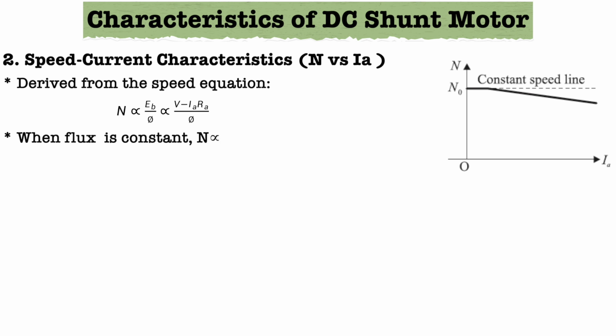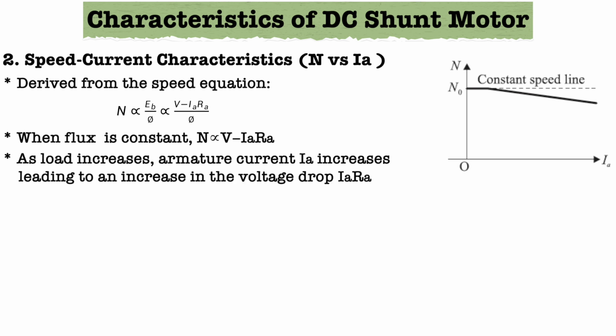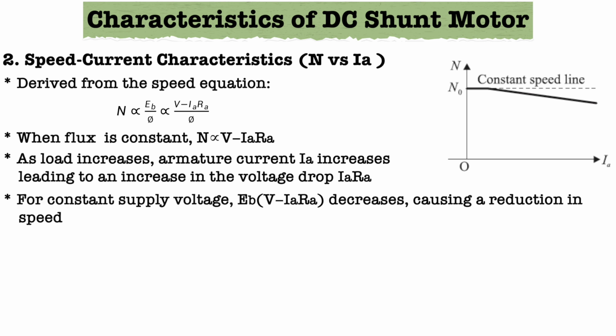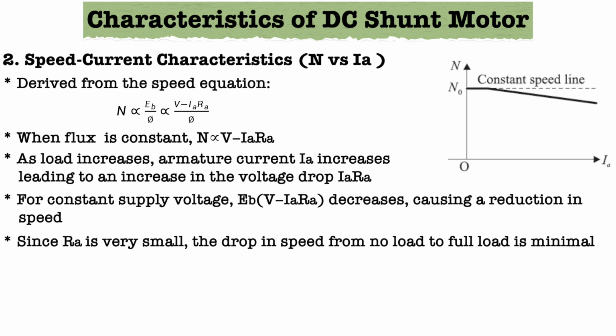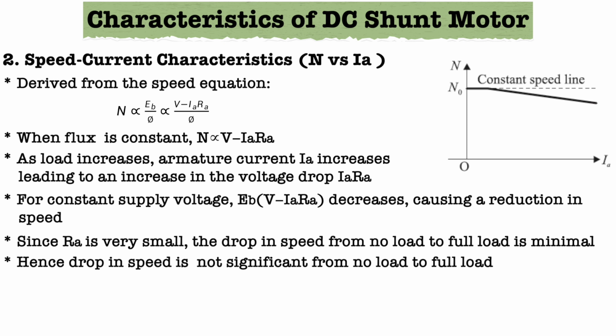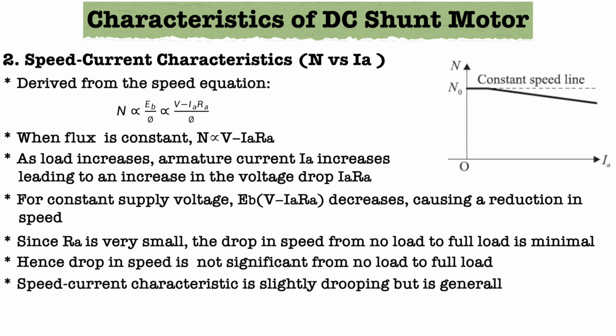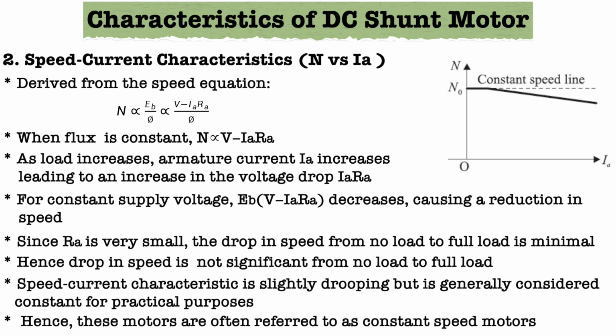When phi is constant, N becomes proportional to V minus IaRa. So, as load increases, the armature current Ia increases and hence drop IaRa also increases. Hence, for constant supply voltage, V minus IaRa decreases and hence the speed also decreases. But Ra is very small. For change in Ia from no load to full load, drop IaRa is very small and hence drop in speed is also not significant from no load to full load. So, the characteristic is slightly drooping in nature as shown.